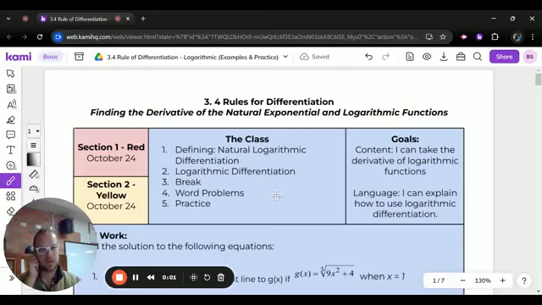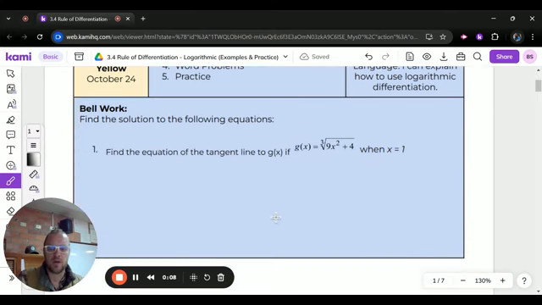Hey guys, so we're going to look at rules of differentiation, specifically applied to logarithmic and natural exponents here. So we'll begin with this bell work. It's always a good idea to pause the video and quickly try this if you haven't already done so, and then we'll do it together.